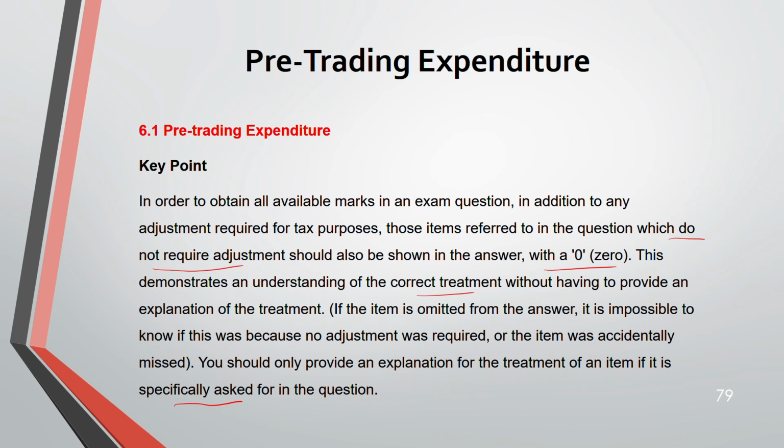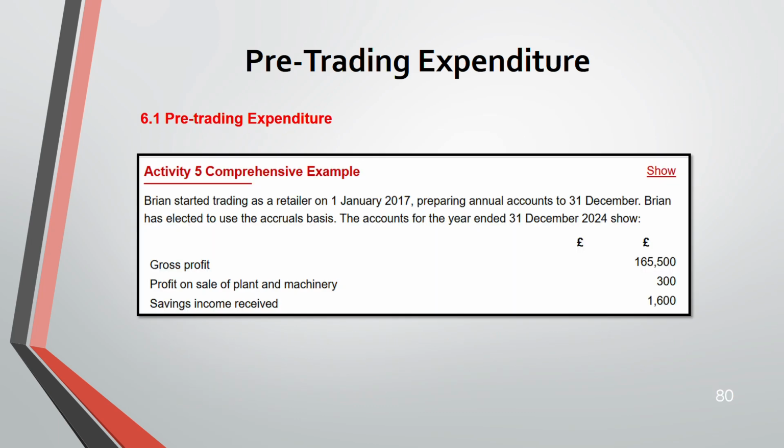The examiner will understand. Now, activity 5, the last question of this lecture. With this question, we'll understand the entire lecture, because in this question we have to do all the small areas that you have touched in the previous slides. Brian started trading as a retailer on 1st Jan 2017, preparing annual accounts to 31st December. They have elected the accrual basis. Now, you have been shown the accounts: gross profit, profit on sale of plant and machinery, savings income. You see various types of incomes are there. All are not trading income.